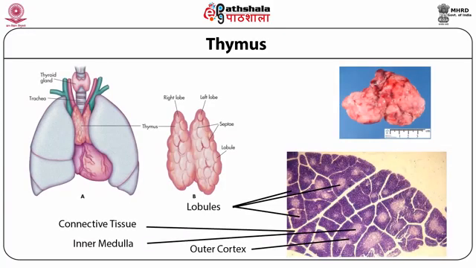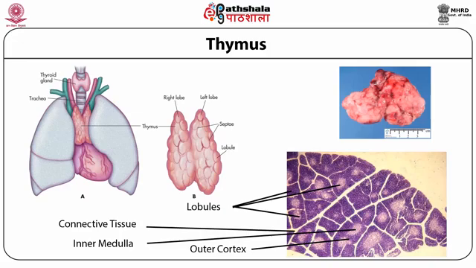Let us look at the thymus. This organ is very important in the context of the immune response, particularly the cell-mediated immunity. In mammals, it's a bilobed organ and located in the thorax. Each lobe has lobules separated by connective tissue.